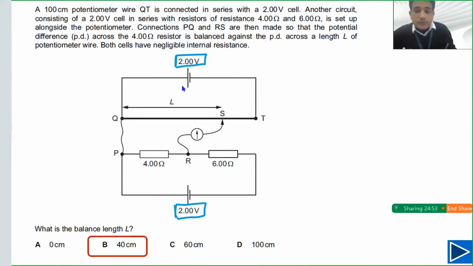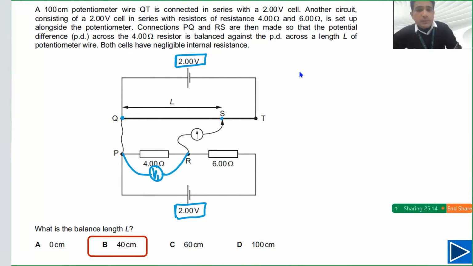So the first thing we need to understand: if we can find the potential difference across this resistor, that will be the same potential difference as between these 2 points. In order to find the potential difference, let's say I connect voltmeter V1 here, so this is voltmeter V1, connected between points P and R.